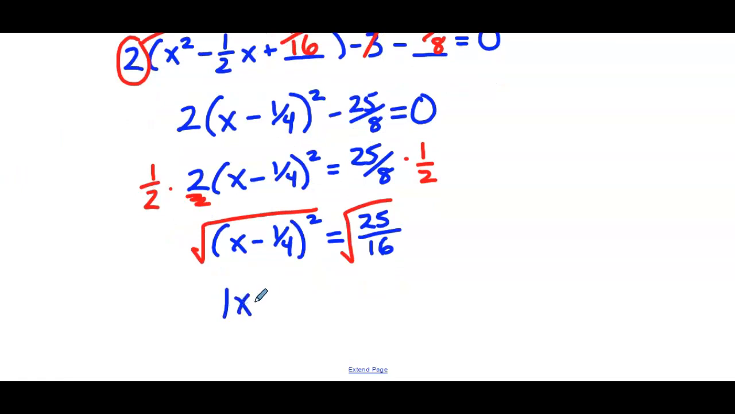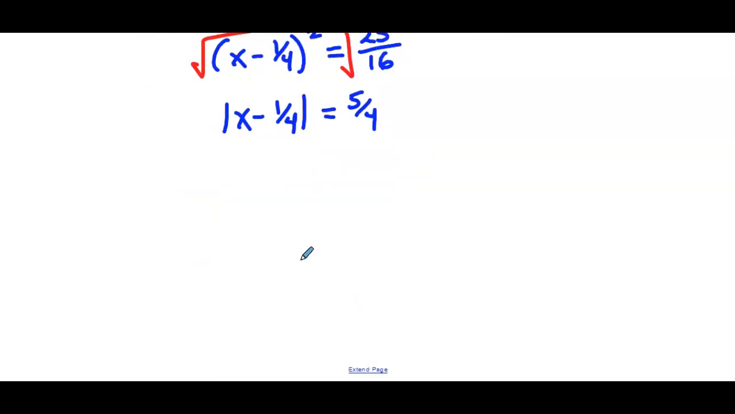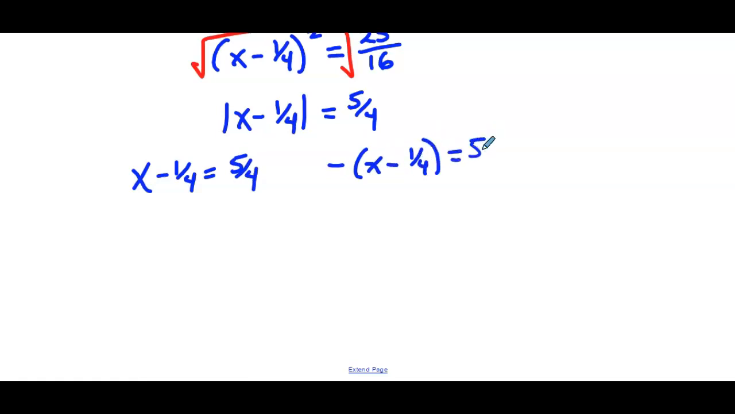Okay, so we have the absolute value of x minus 1/4 equals, well, 25 over 16 is a perfect square. It's 5 over 4. So that actually works out nicely for us. So that means x minus 1/4 equals 5 over 4, or the negation of x minus 1/4 equals 5 over 4. So here we can add 1/4 to both sides, so that would be x equals 6 over 4, which remember, simplest form would be 3 over 2.